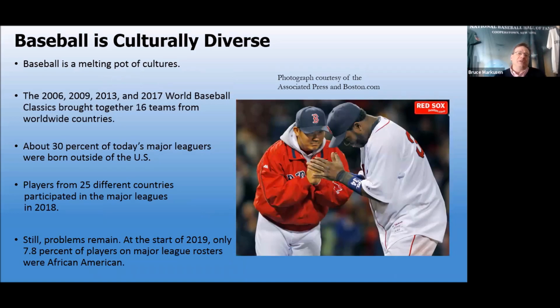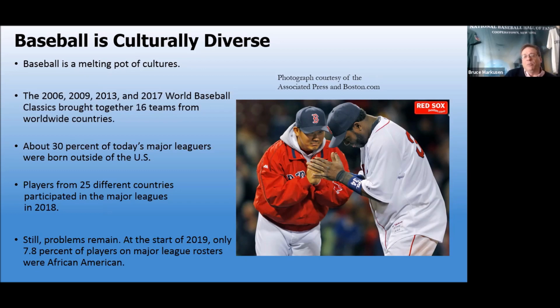We look at the game of baseball today. It is certainly more culturally diverse than it's ever been, certainly much more culturally diverse than it was in the early days of the game back in the 19th century. The game today is a melting pot of cultures.